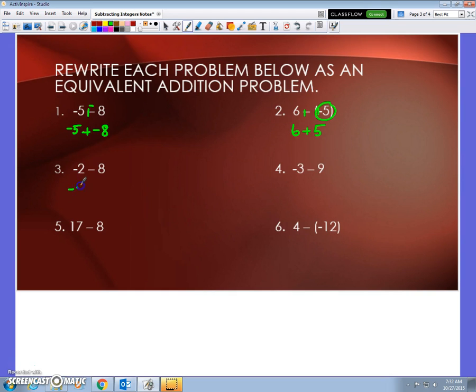Again, number 3, not changing the negative 2, but I am changing the subtraction sign to an adding the opposite, or subtraction, same thing. And so now I have a problem like we've been practicing, same signs, add and keep. Okay, so the nice thing about rewriting these is that we've been practicing these a lot, and it should be easy for us to find these answers on the number line.